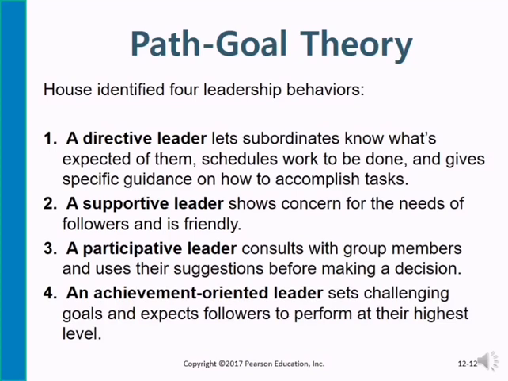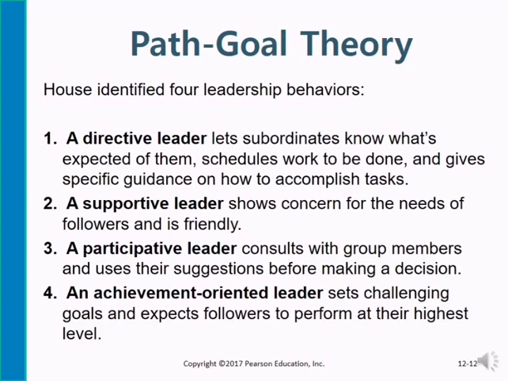The first one is the directive leadership. A directive leader tells employees what is expected of them, schedules work, and gives specific guidance as to how to accomplish tasks. The second leadership style is the supportive leader. This leader is friendly and shows concern for the needs of employees. This is very similar to the consideration dimension of leadership style.